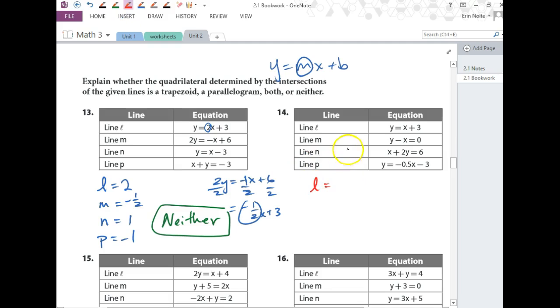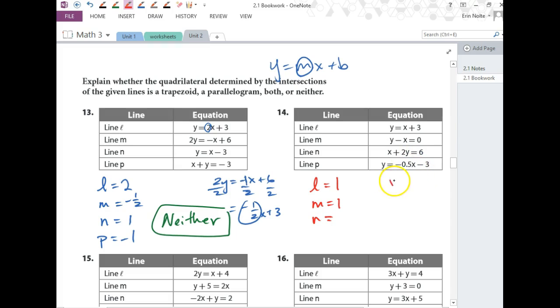All right. What about L on number 14? What's the slope on that one? 1. Letter M. What is the slope on M? If we add x to the other side, what would it be? 1. Ooh, we got at least one set of parallels. Okay, can you do N in your head?